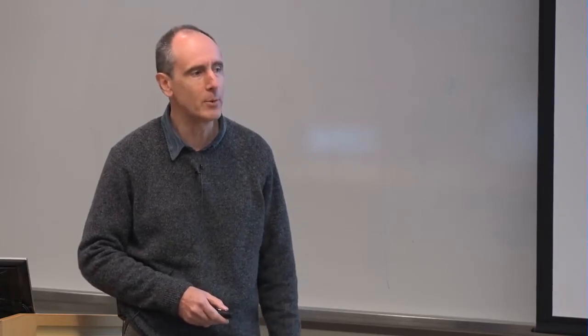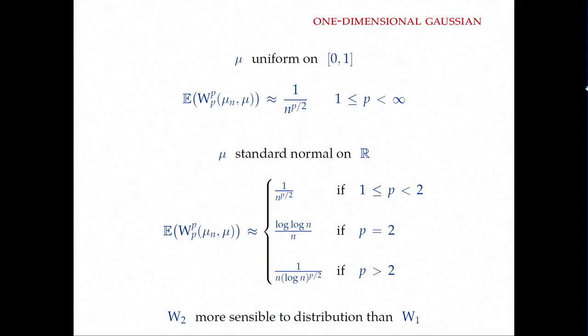So actually this discussion was presented here for W2, but it can be made exactly similarly for Wp. And if we now summarize the picture for the one-dimensional Gaussian, we have the following. Just to recall, for the uniform distribution, the rate is 1 divided by n to the p over 2. And the picture for the standard normal is that we get the same thing for p less than 2, and then there is a change, log log n divided by n, and then it's even worse when p is bigger than 2.